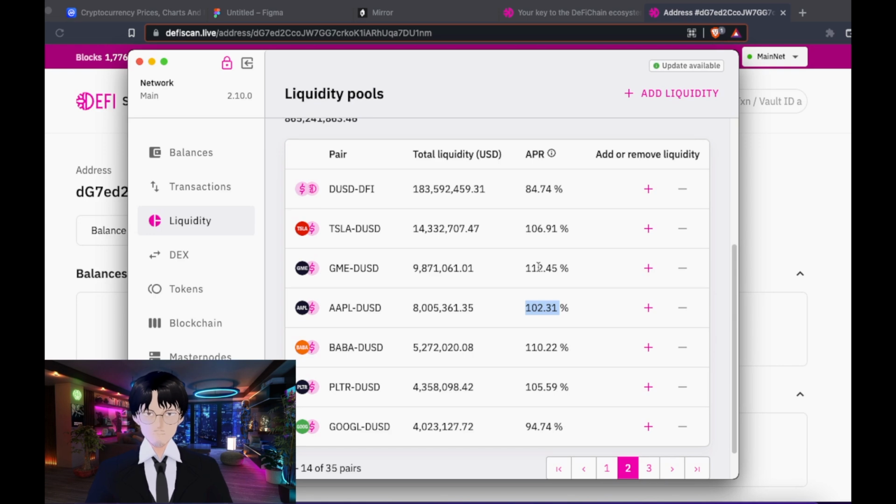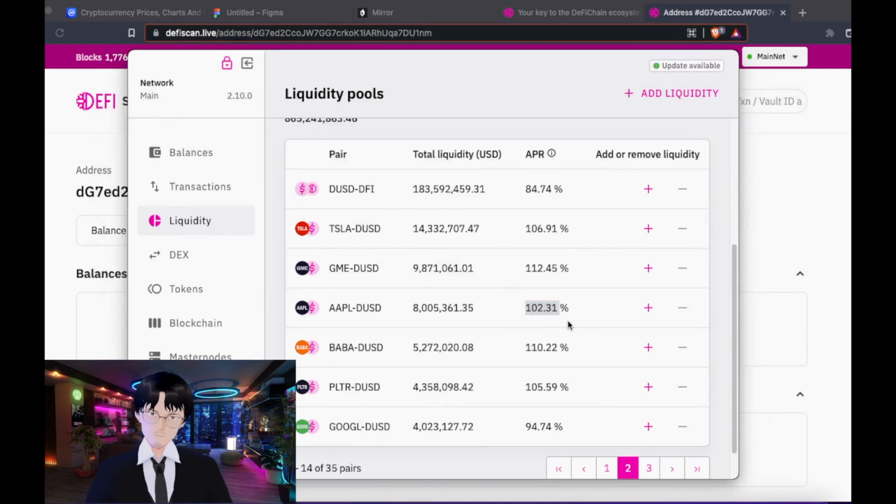Another thing to keep in mind is that transactions here on DeFi Chain are quite slow, because it's actually a slightly older blockchain platform. It's not like the new blockchains that we have, like Avalanche, Solana, Binance Smart Chain. So transactions on here might take up to a few minutes to confirm. So don't be surprised with that.